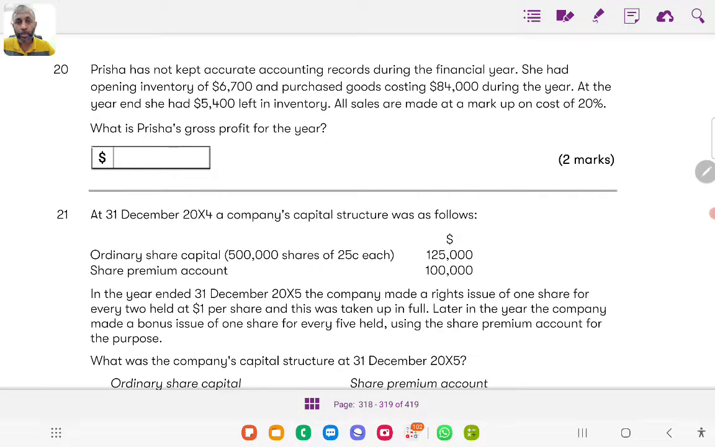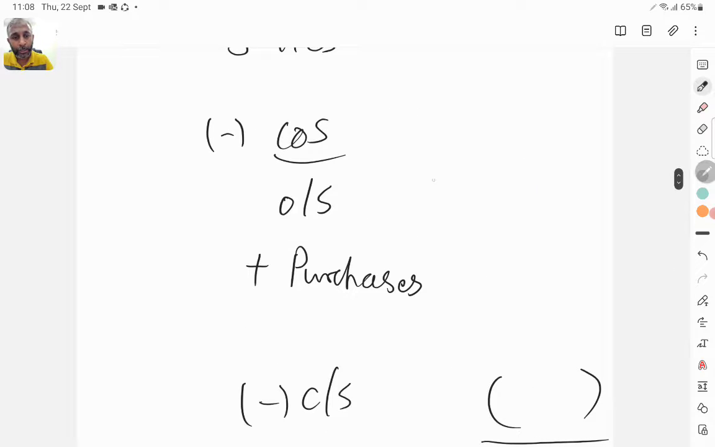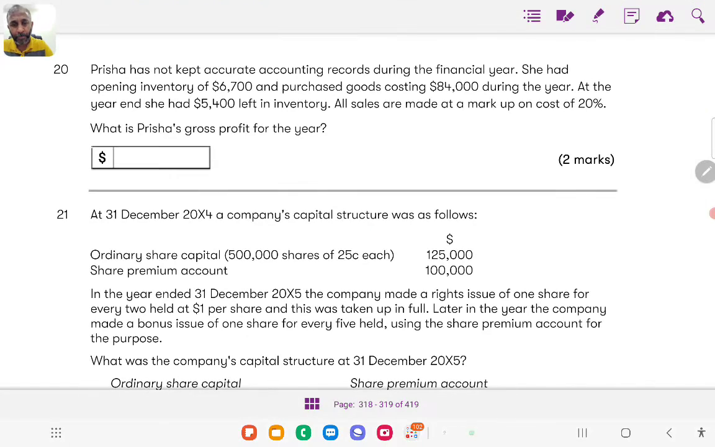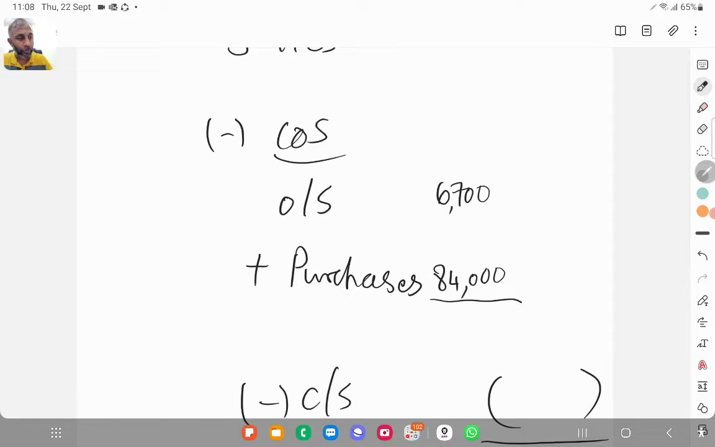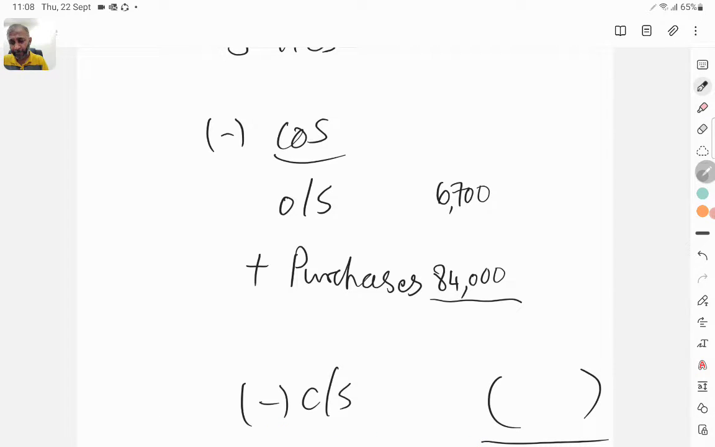Prisha has not kept accurate accounting records during the financial year. She had opening inventory of 6,700. How much is the opening inventory? 6,700. And then purchased goods costing 84,000. The purchases are 84,000. So let's take the total of this. If I use the calculator, 6,700 plus 84,000 gives 90,700.